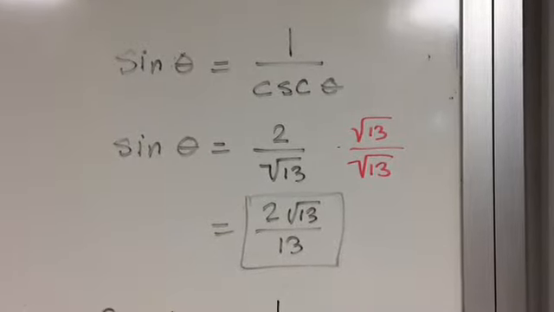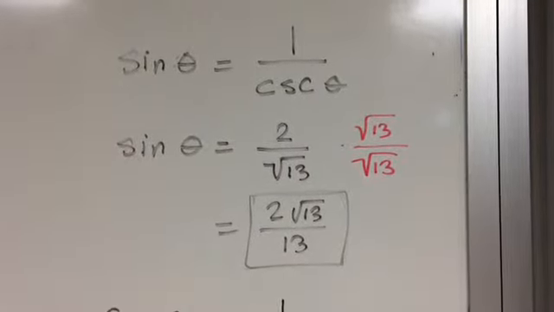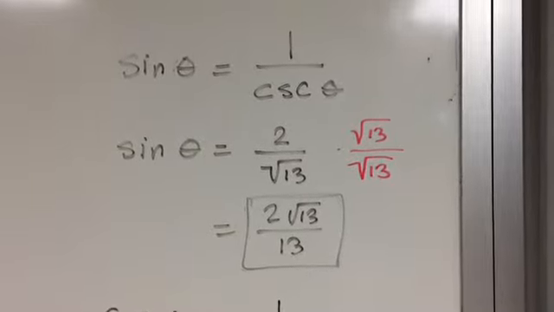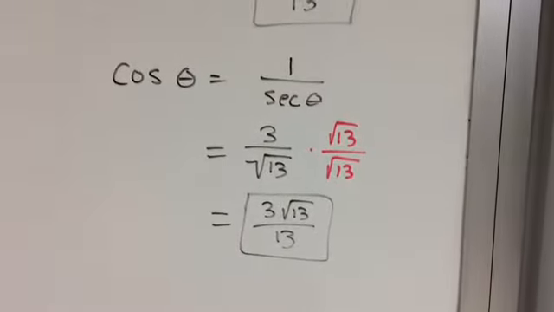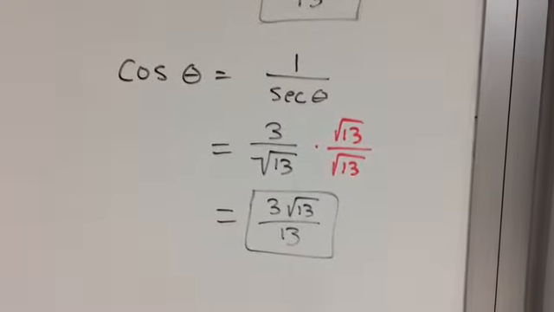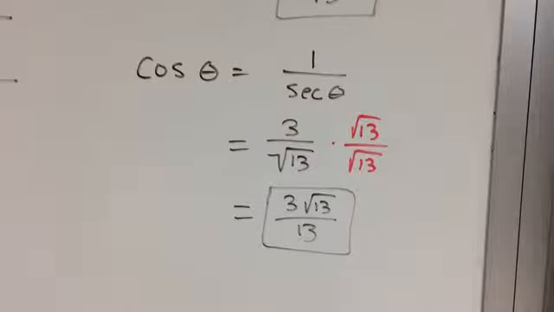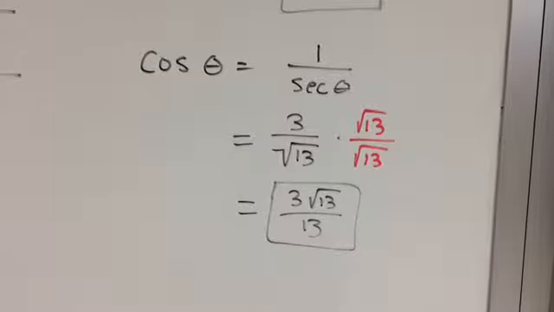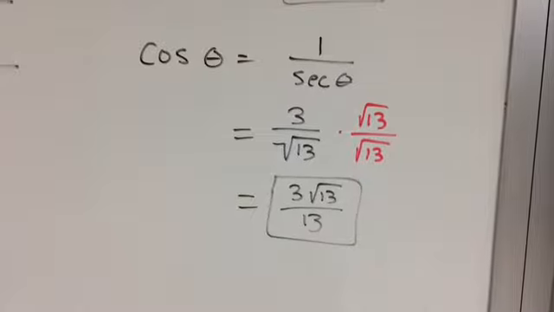If you rationalize the denominator by multiplying top and bottom by square root of 13, we get that sine of our angle theta is equal to 2 square root of 13 divided by 13. The cosine of an angle is the reciprocal of secant. If we take the answer for secant and take the reciprocal of it, we get 3 over square root of 13. Multiplying top and bottom by square root of 13, by rationalizing the denominator, we get square root of 13 times 3 on top, divided by 13 on the bottom.